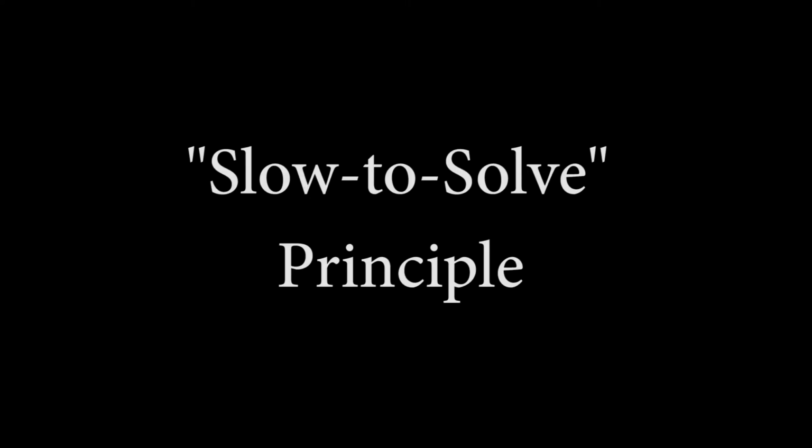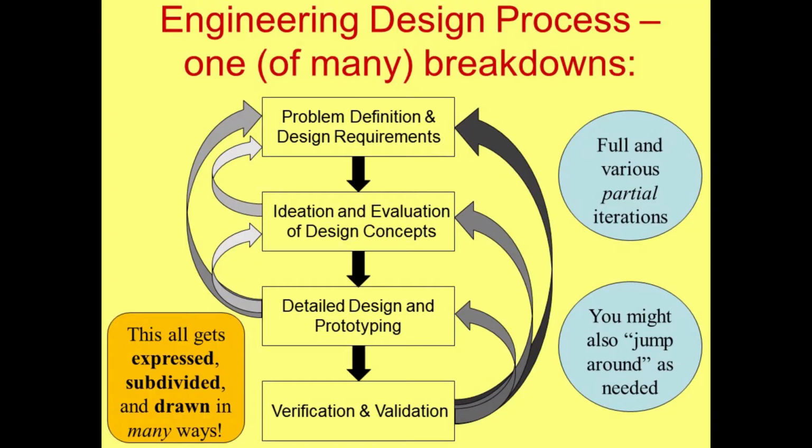This is the slow to solve principle. It's based on the idea that at the front end of the overall process is where we tend to have the most flexibility for determining what general direction the rest of the process is going to go in. The farther we go along, the more costly in terms of time and resources that it can be to change course, particularly in a major way.